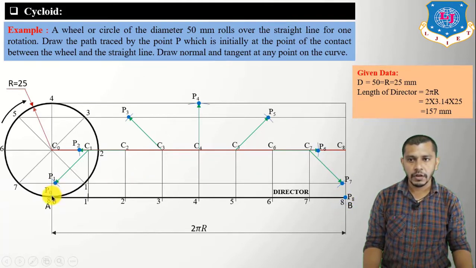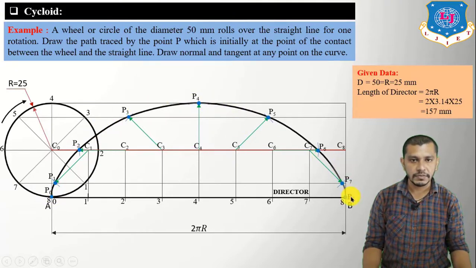Now draw a freehand curve passing through these points. That means from P0, P1, P2, P3, P4, P5, P6, P7, P8, draw a freehand curve. That freehand curve will be our cycloid.